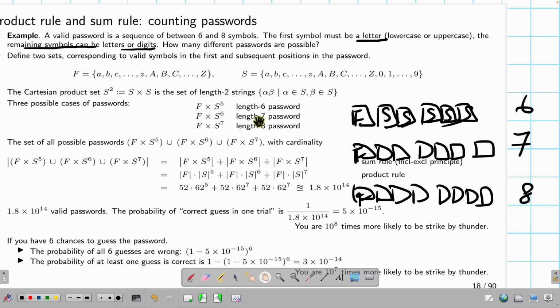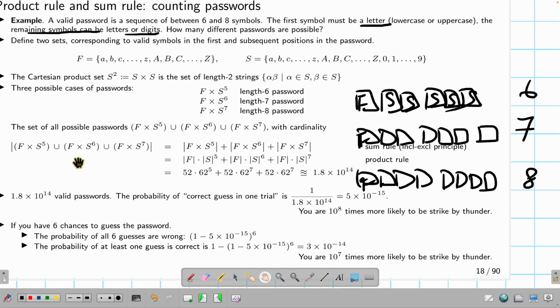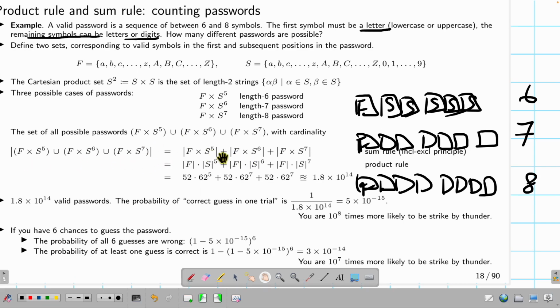This is length 6 password. This is length 7, so it will be F times 6 boxes containing letters from S, so S to the power 6. This is length 8, so it will be F times S to the power 7. So these are all the possible passwords. How many passwords are there? We take the union and then take the size of this set. They are disjoint, so we get the sum rule.